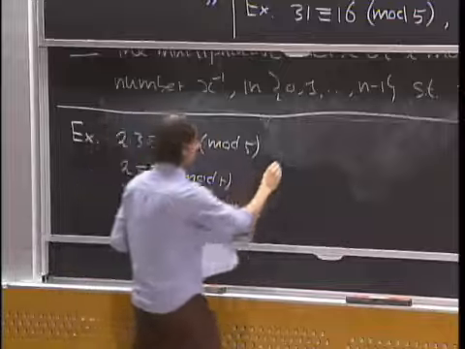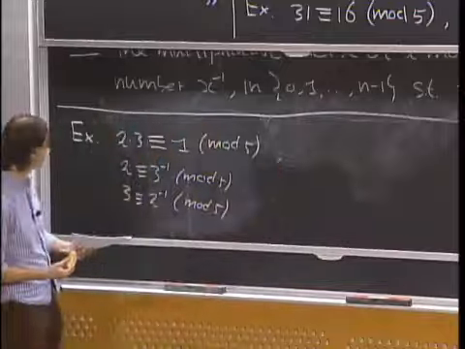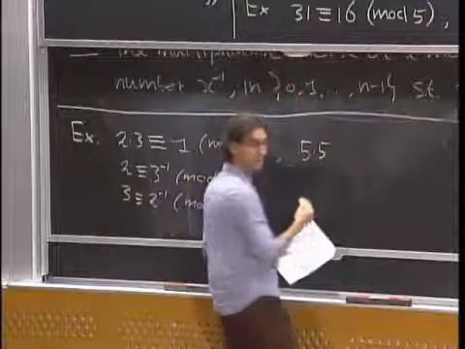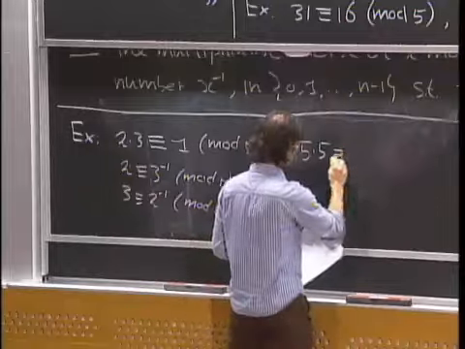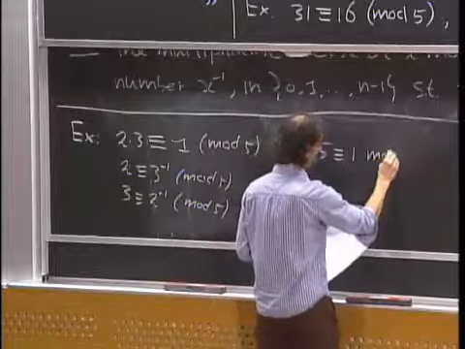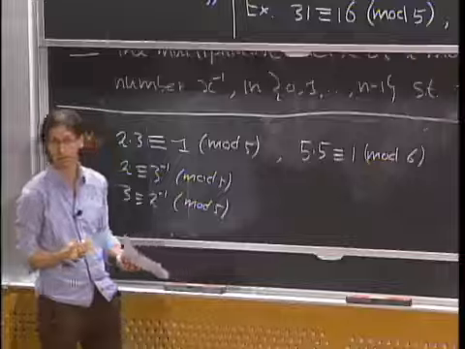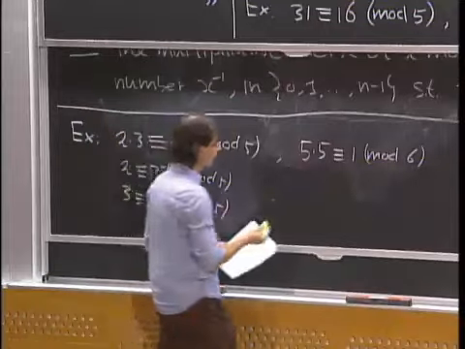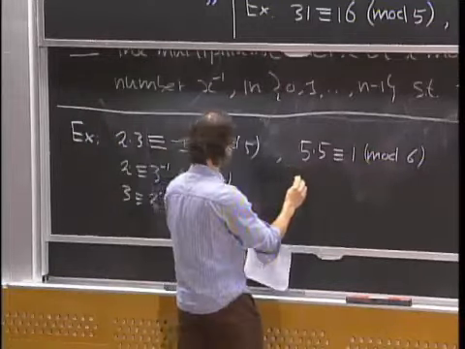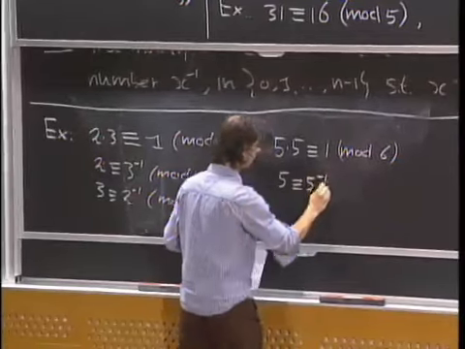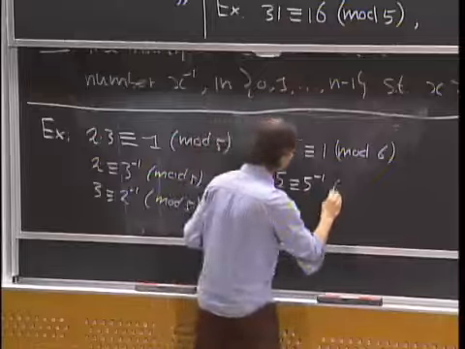Let's have another example, just to make it a little bit more clear. We know that 5 times 5 equals 25. And this is congruent to 1 modulo 6, because 25 is 1 plus 4 times 6. So now we see something funny happening, because 5 is actually equal to its own multiplicative inverse, modulo 6.